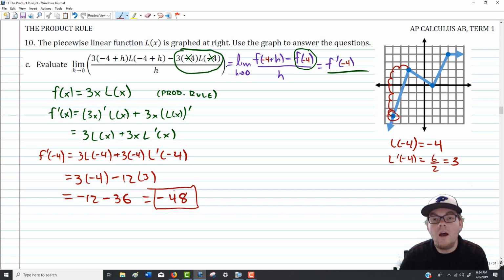So again, that was a pretty complex question. A lot of stuff in there, especially with that -4 plugged in, made it a little bit harder. But we were using the definition of the derivative. It just turned out that the function we were defining with that limit was actually a function requiring the product rule to differentiate. So we did that, read our graph. Everything turned out nicely.